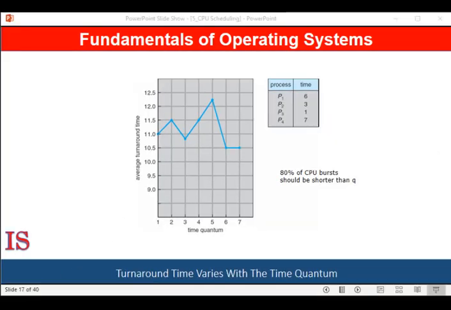Let's take a break, look over your notes, and in the next video we'll continue with our investigation of the time quantum.